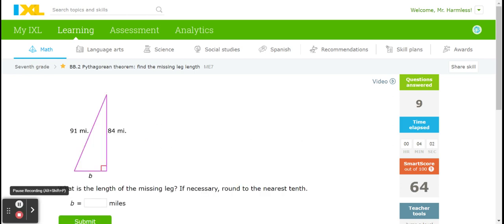All right, I'm on my 9th question now. I'm up to a smart score of 64. Just took a little bit of time there. The numbers are getting bigger, but I don't think that they're getting more challenging. Let's go ahead and try this one here.